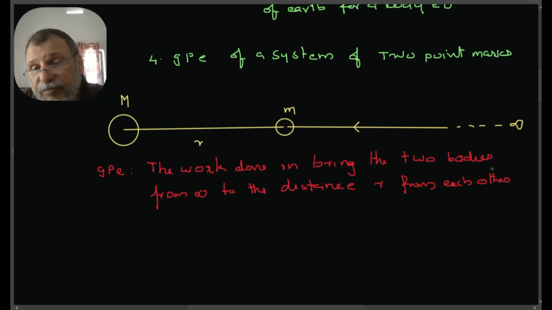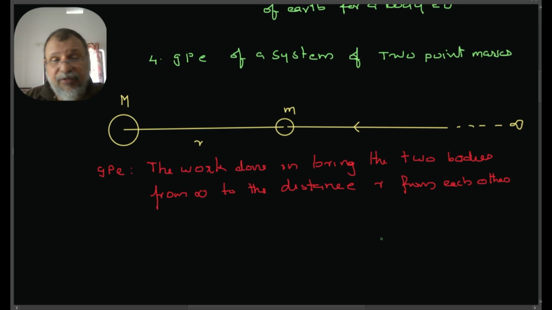So this is the definition we are going to use. Earlier, when we defined gravitational potential, it's the work done in moving 1 kilogram mass from infinity to a point. But when we talk about the gravitational potential energy of a system of two bodies, we define it as the amount of work done in moving these two bodies, which were initially infinitely apart, and bringing them together to a separation of r.